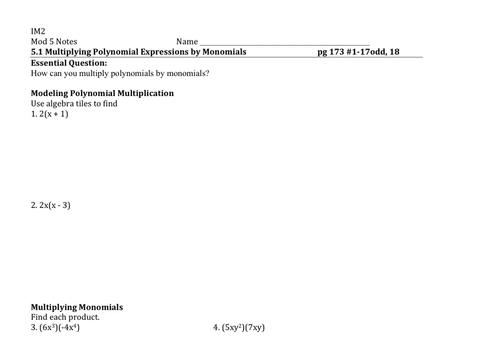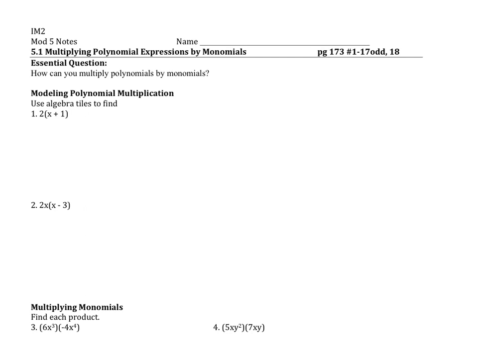All right, so last week we dealt with polynomials and classifying them and adding and subtracting. This week we're going to move into multiplying polynomials. So in 5.1 we're just going to focus on multiplying with monomials. Remember, a monomial is a single term, and then we'll multiply that to a polynomial. So our essential question is, how can you multiply polynomials by a monomial?